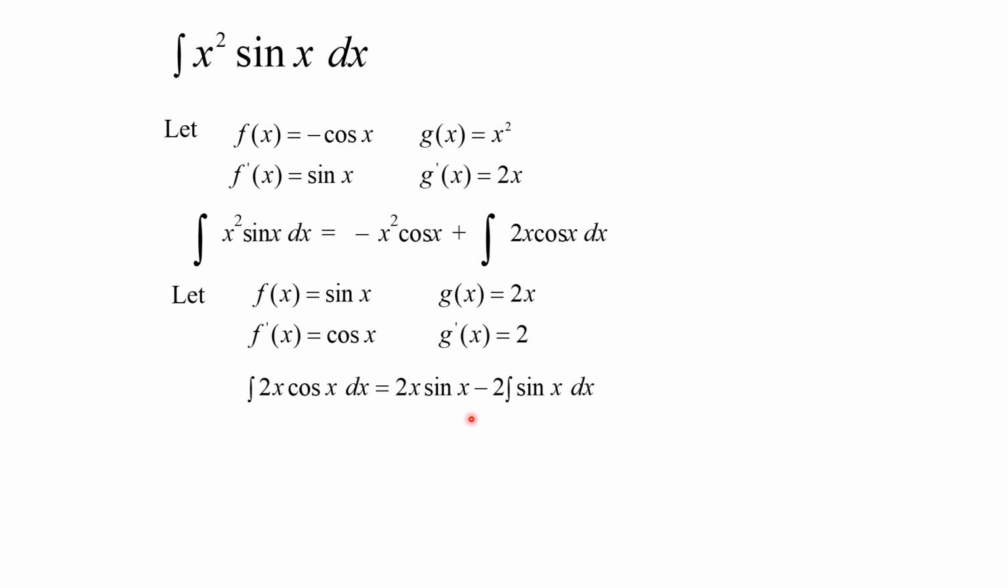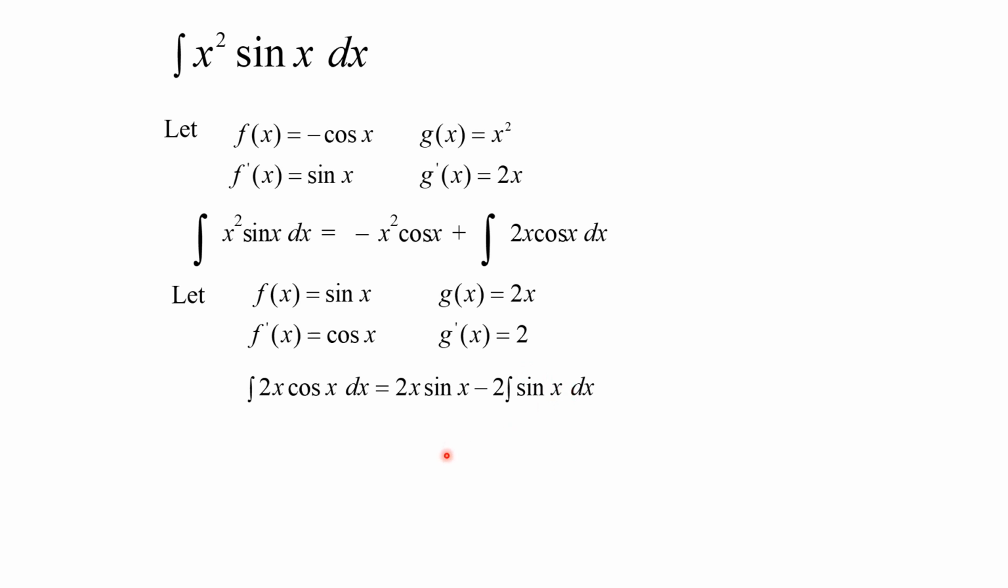g x f x minus integration of g prime x f x. Okay, and don't forget your dx. So once you reach this stage, you realize that this part here can be solved easily. So you have actually completed your integration by parts.